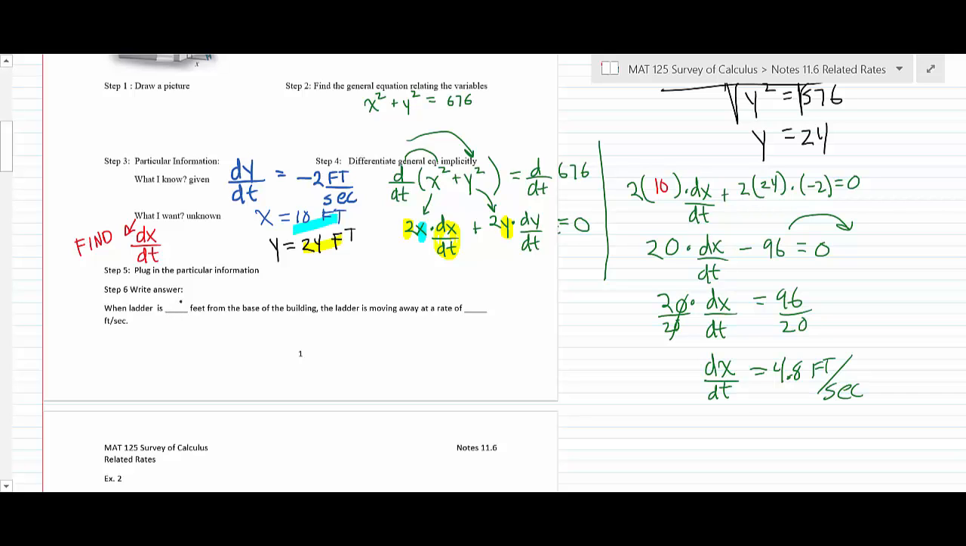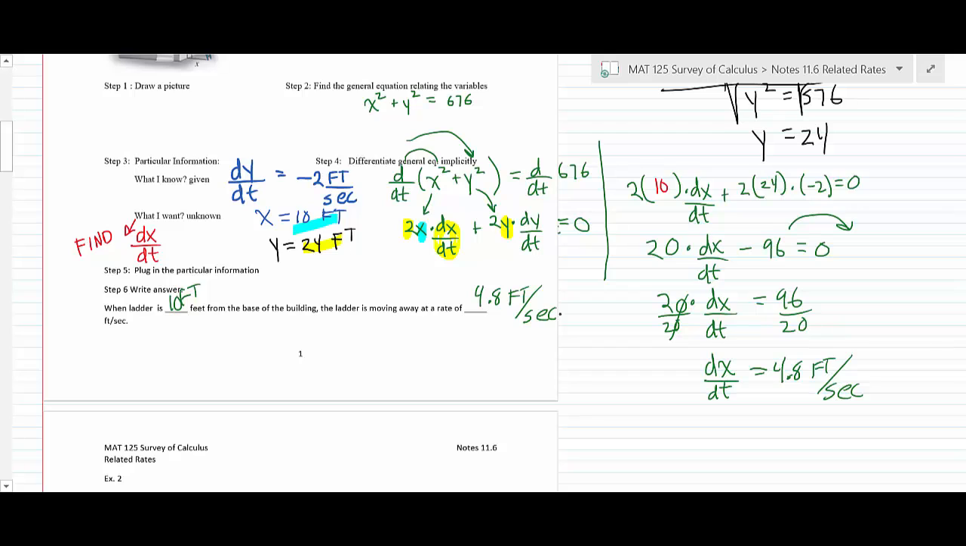At the beginning of the problem, what did they say? 10 feet, okay? So we found the ladder is moving away at a rate of 4.8 feet per second. And then the units are going to work out. I mean, the units are kind of designed so that they work out.